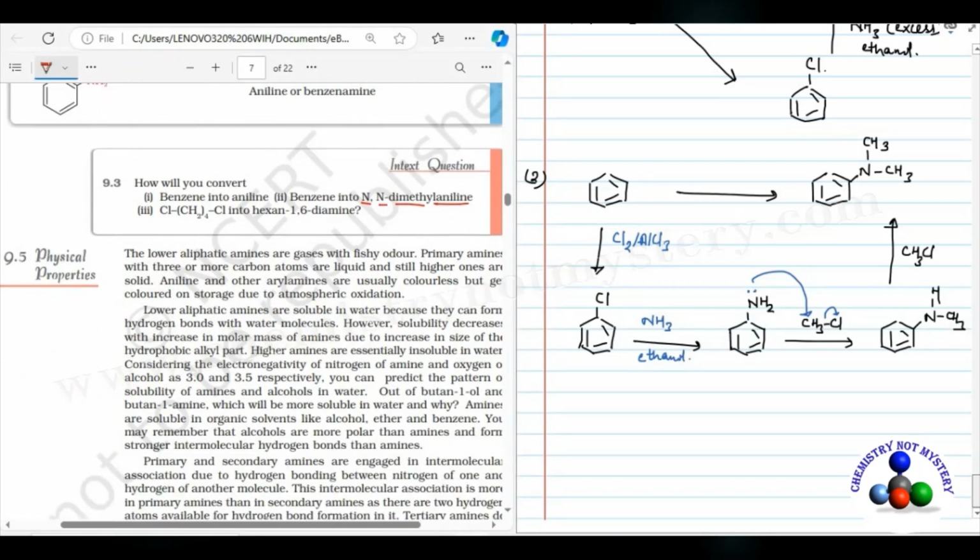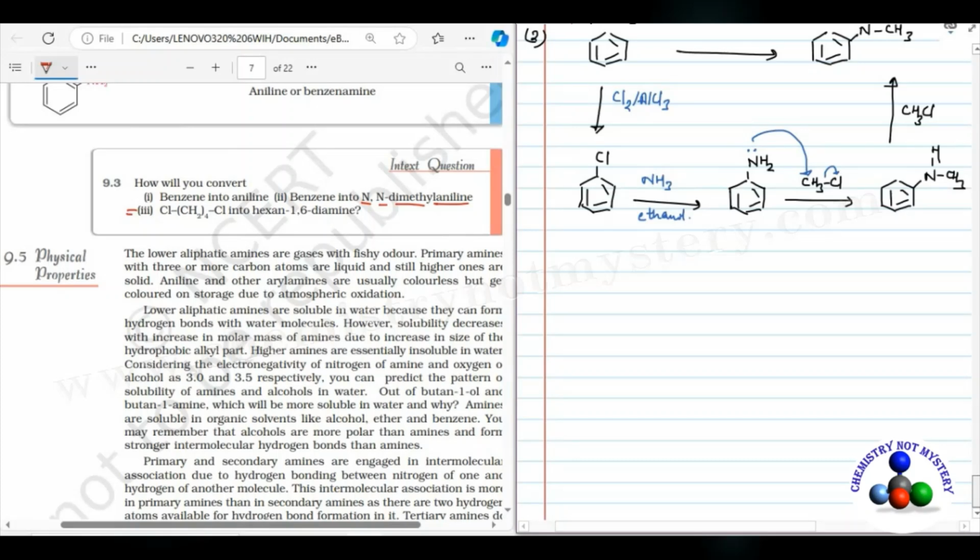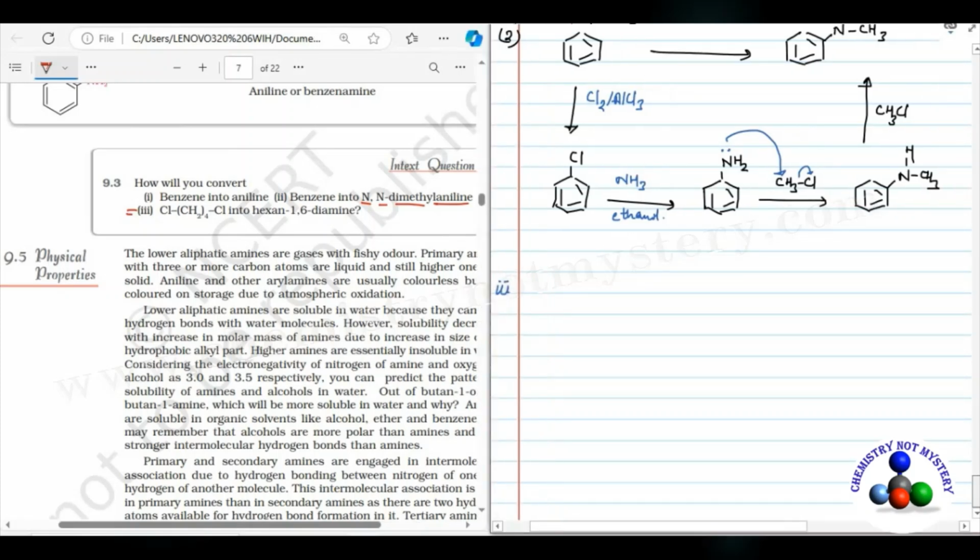Now come to the third question. In the third question, you have to prepare Cl(CH2)4Cl into hexane-1,6-diamine. So first of all, draw the structure so that we get a clear idea how you can prepare it. So this is Cl, here CH2 four times, CH2, CH2, CH2, Cl.